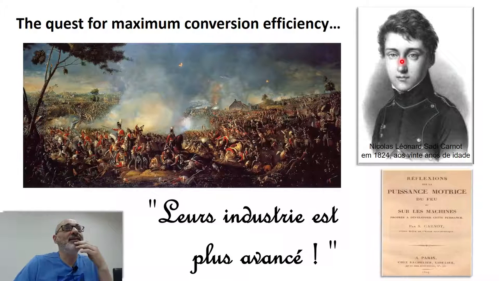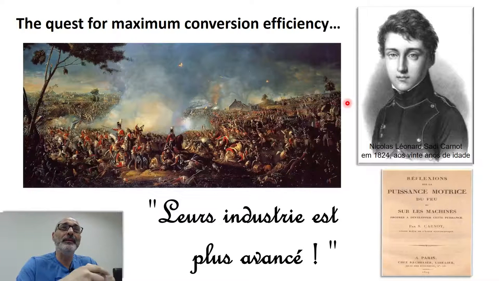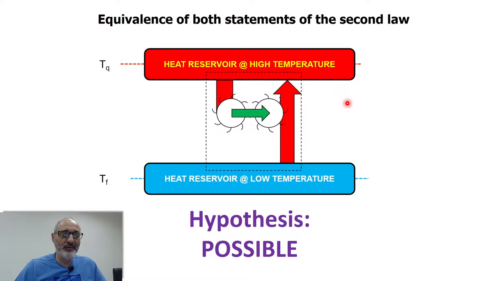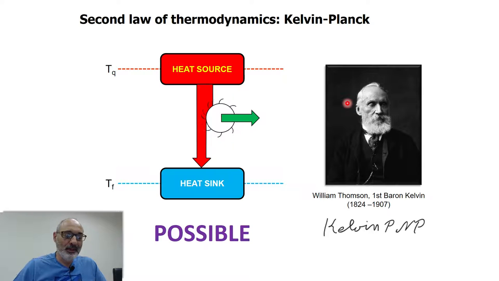So Carnot decided to try to defeat the British in the foreseeable future by developing better machines. Okay, so that's really what motivated Carnot. And he tried to quantify the second law of thermodynamics, to formulate means of calculating this maximum conversion efficiency. Okay, because from the Kelvin-Planck and Clausius statements, we know that we have to reject some amount of heat.